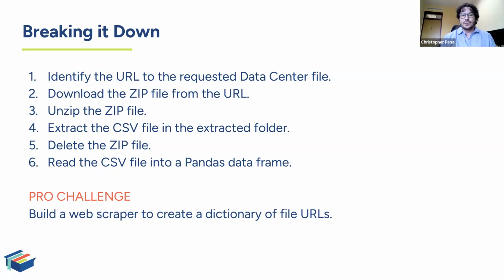Now, if you want to take it even further, you could actually automate even more. You could build a web scraper, a tool that actually runs through the website to get a dictionary or a list of all the different URLs for data that are available. And then you could run through that and download all those files in an automated fashion. So there are lots of different ways that you could expand on that.